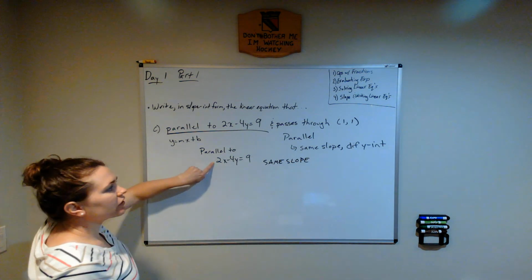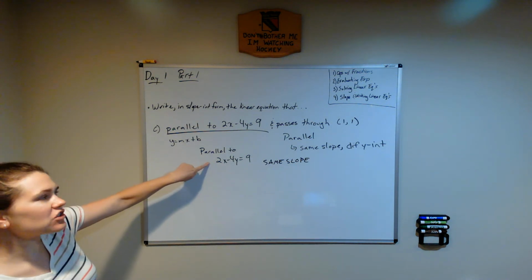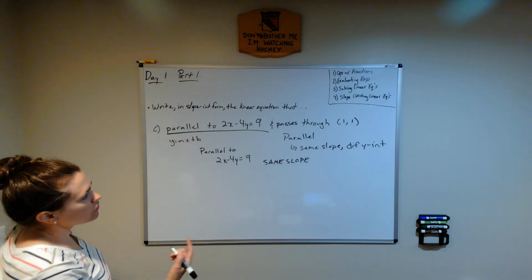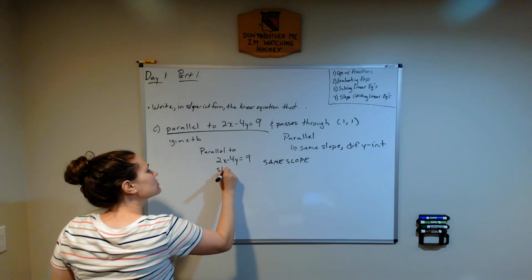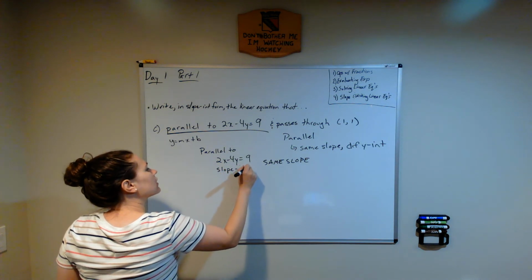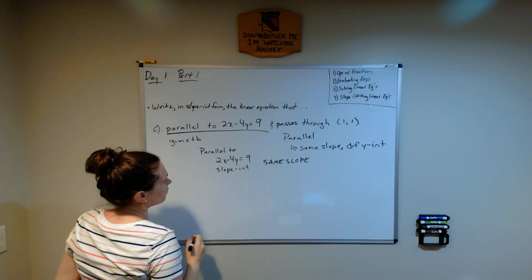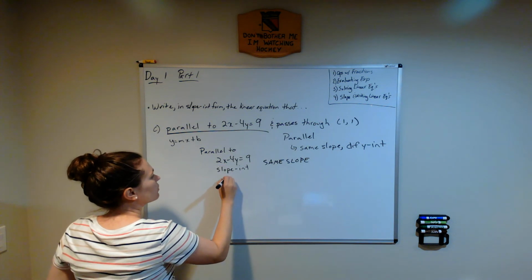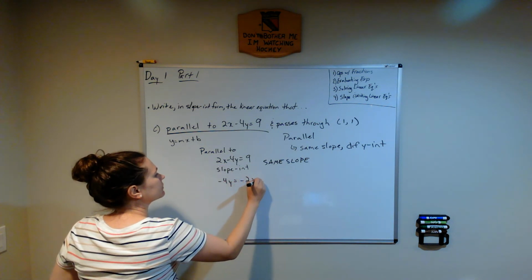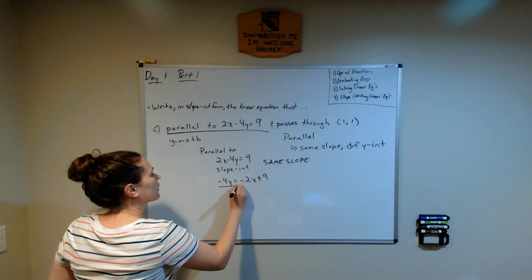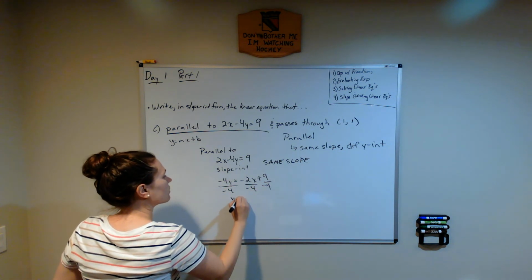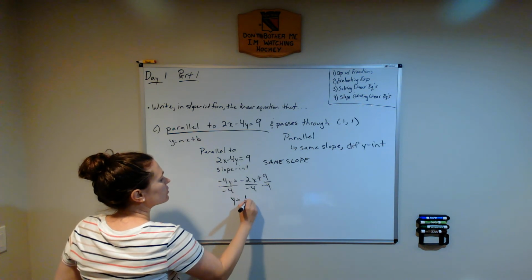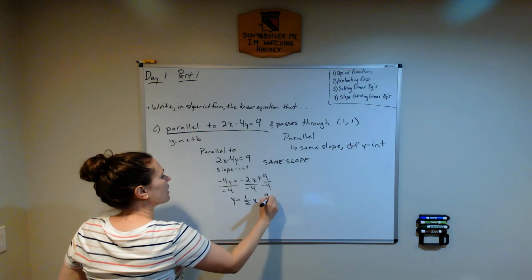So we just have to do a little bit of work so that we can see what the slope of this line is. So how can we get the slope of this line? We need to write it in slope-intercept form. So we want to get y by itself. So we're going to want to take away 2x from both sides. Okay. Then we're going to want to divide by negative 4. And this is y equals negative 2 divided by negative 4 is just going to be 1/2 x minus 9/4.